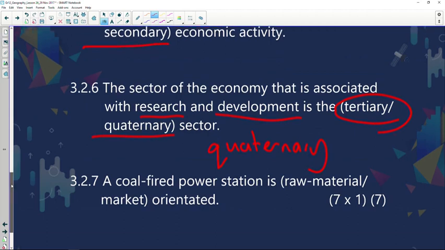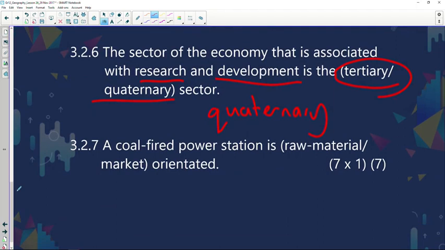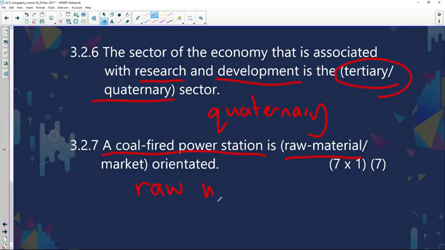Now, if we quickly look at 3.2.7, a coal-fired power station, is it raw material or market orientated? Definitely raw material, because if you think of coal, it's already a raw material. So if you look at the power station, it relies on the raw coal to be able to process what's needed, in this case electricity. So your correct answer over there is raw material.